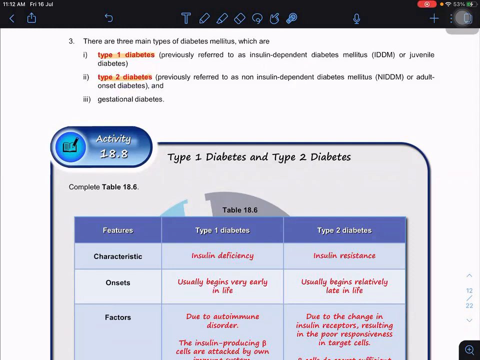Okay, type 2 diabetes. Type 2 diabetes refers to what was previously called non-insulin dependent diabetes mellitus, or adult onset diabetes. Why do we call it adult onset? Because generally the onset of type 2 diabetes is slightly later. It's not immediate. But now, because of the diet and the lifestyle, the onset is pretty early even for type 2 diabetes; some kids also develop type 2 diabetes.